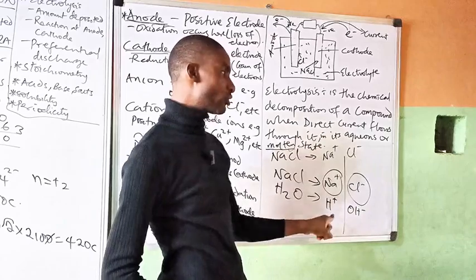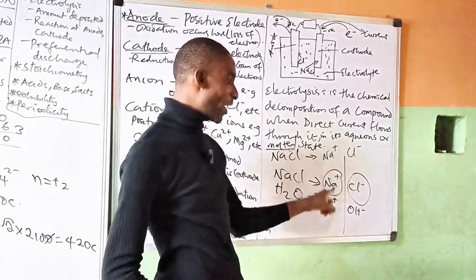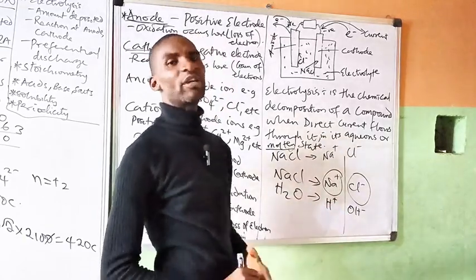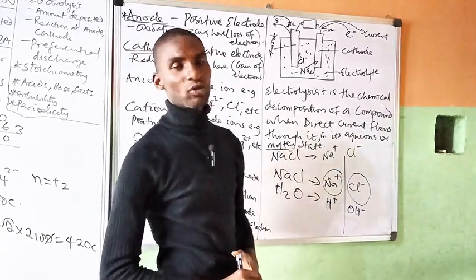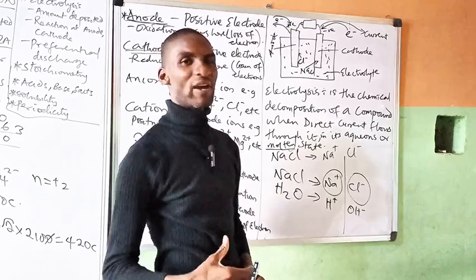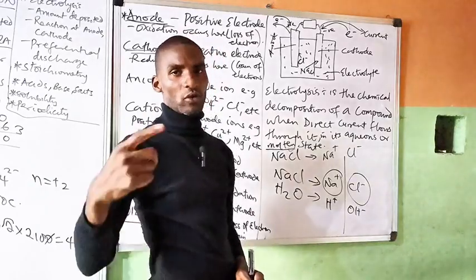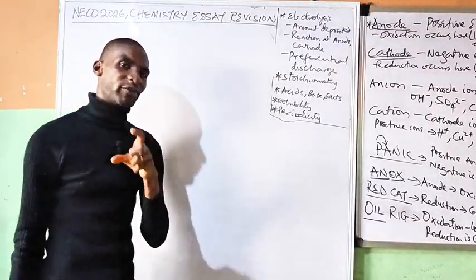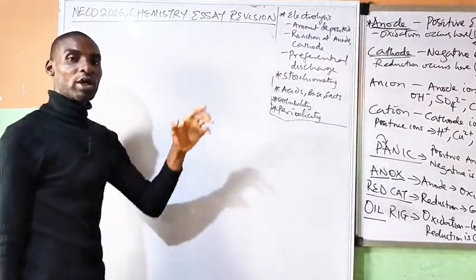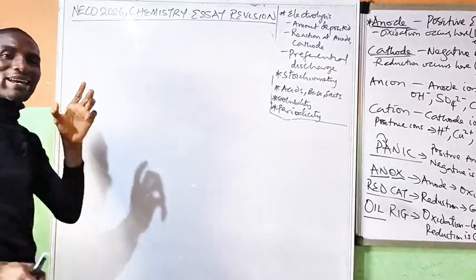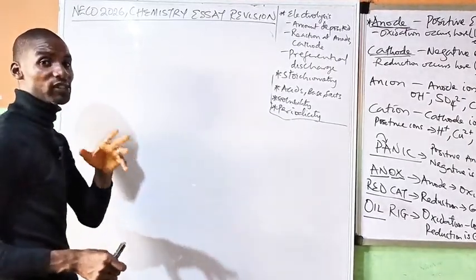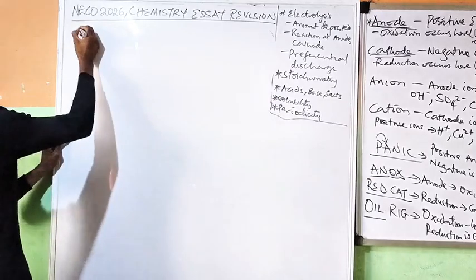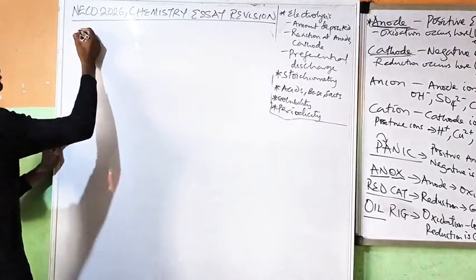So sodium and hydrogen, which one is lower in the series? That brings us to the knowledge of the electrochemical series. So let me quickly give you another shortcut you can use to know it. To determine which ion will be preferentially discharged, you need to know the electrochemical series. For the electropositive ions, the arrangement is as follows, and you can use this mnemonic.